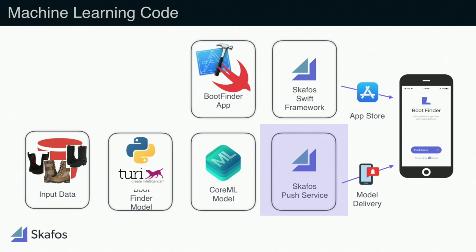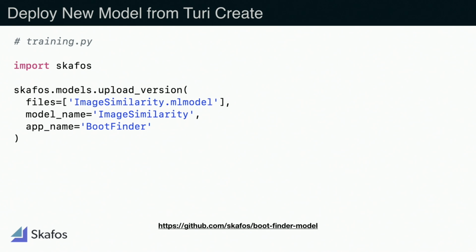All right, so moving forward, let's talk about how you would use Skafos like we do in Boot Finder, and we'll show you how you integrate it with our Python SDK. It's pretty simple. At the beginning of that Python file, you're going to see import Skafos, and at the end, you can essentially call upload version, where you can throw the artifact that comes out of Turi Create up into our infrastructure, where you'll be able to pull it down through the framework.